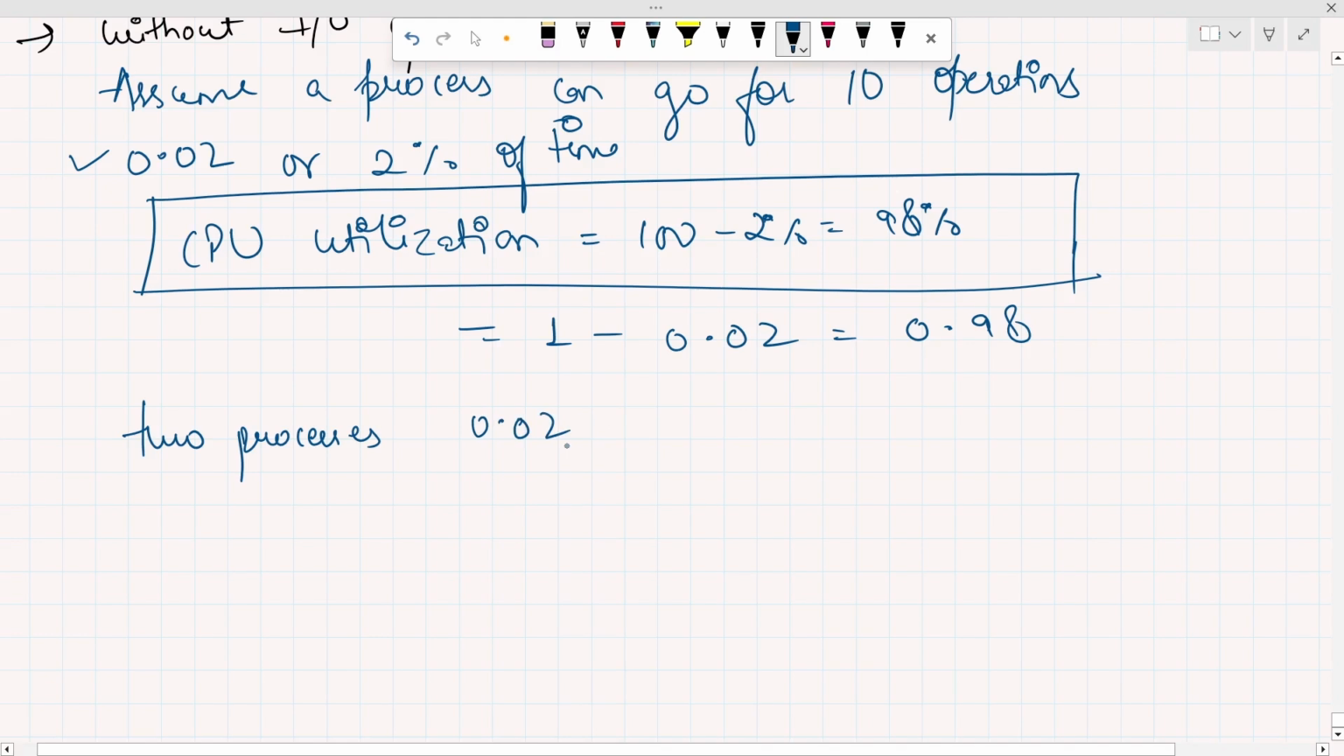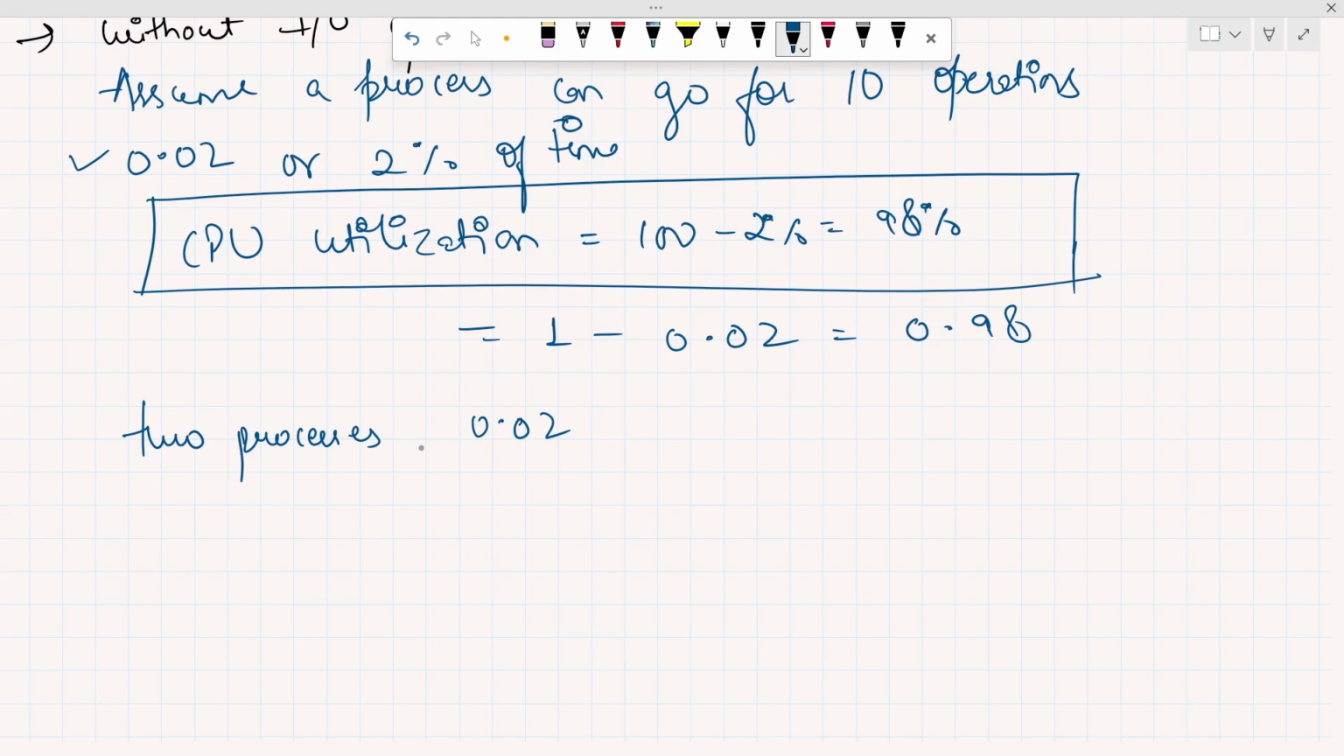Yes, in the question it is given that 4% of the time the process performs an IO operation, then you need to add 4%, that is 0.04. But if the question gives nothing about the IO operation time, then you need to assume 0.02, or 2%.